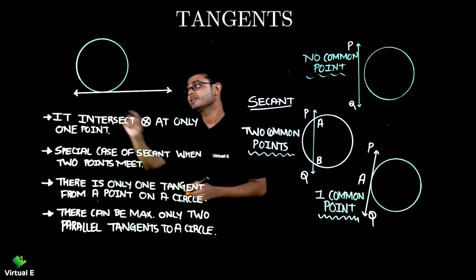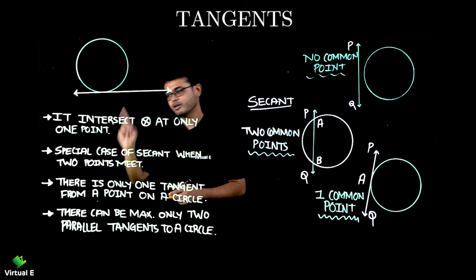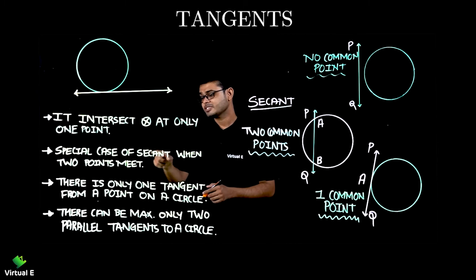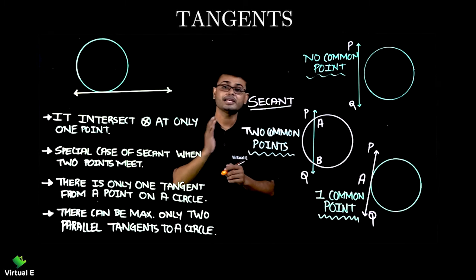It is not possible that this tangent can touch on many points, right? One tangent, one point. Next, special case of secant, when 2 points meet. Now what does it mean? Why are we relating with the secant?